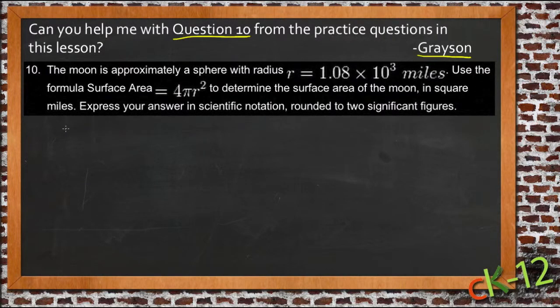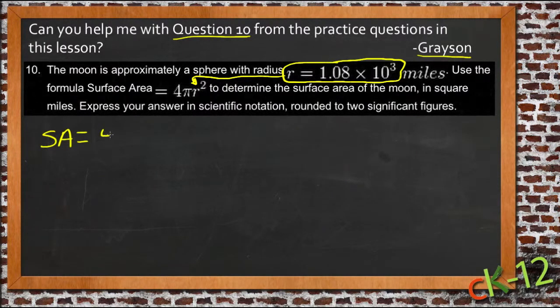Okay, so Grayson, the first thing we need to do is take the information we're given, the radius, 1.08 times 10 to the third miles, and put it into our formula for surface area right here. So we'll have surface area is equal to 4 pi times 1.08 times 10 to the third squared.